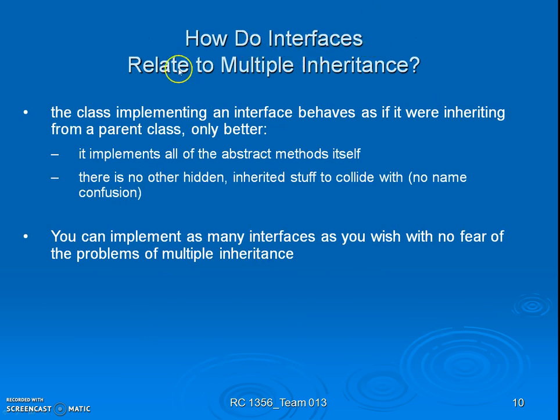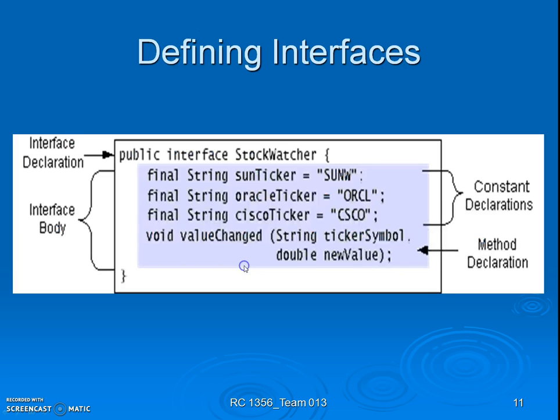So how do interfaces relate to multiple inheritance? The class implementing an interface behaves as if it were inheriting from a parent class, only better. It implements all of the abstract methods itself. There is no other hidden inherited stuff to collide with, no name confusions and so on. You can implement as many interfaces as you wish with no fear of the problems of multiple inheritance.